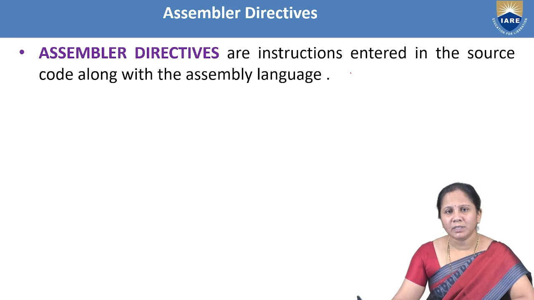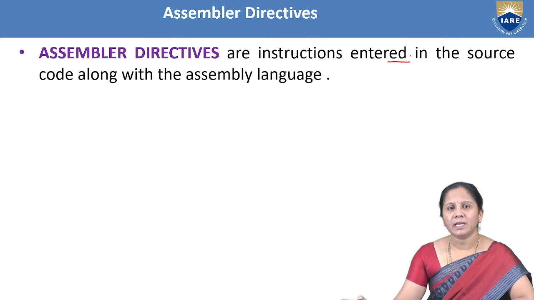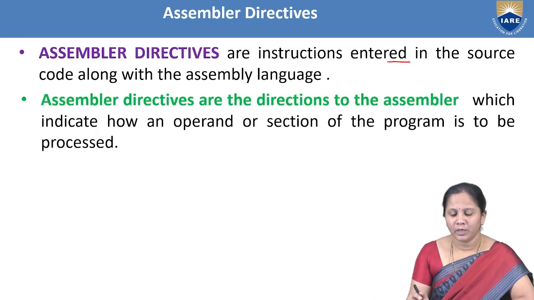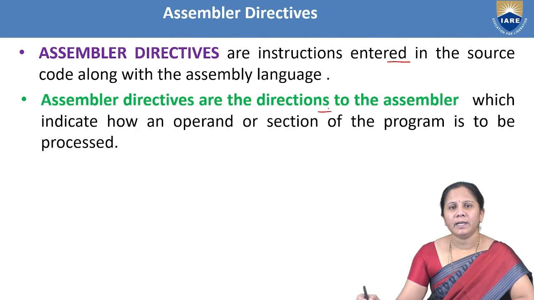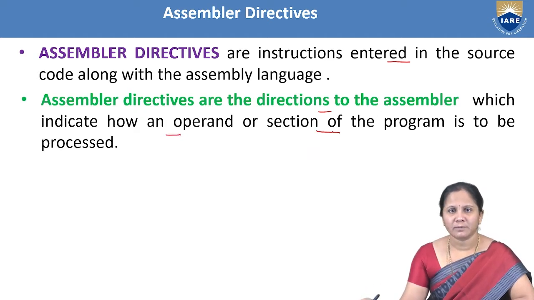Assembler directives are instructions that are entered in the source code along with the assembly level language program. That means along with the instructions, these assembler directives, which are called special instructions, will also be entered in the program. Assembler directives are directions not only for the assembler but also for the linker and loader. These assembler directives indicate how an operand or section of the program is to be processed.